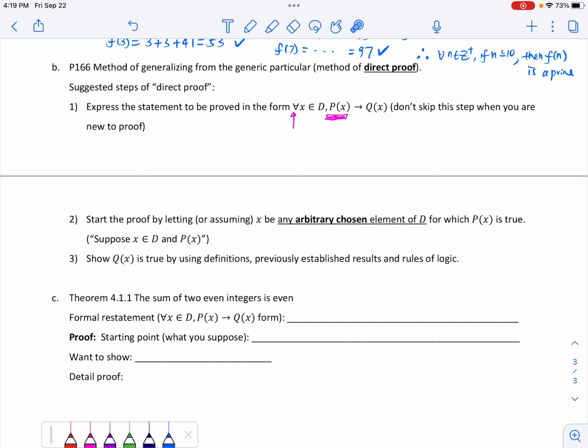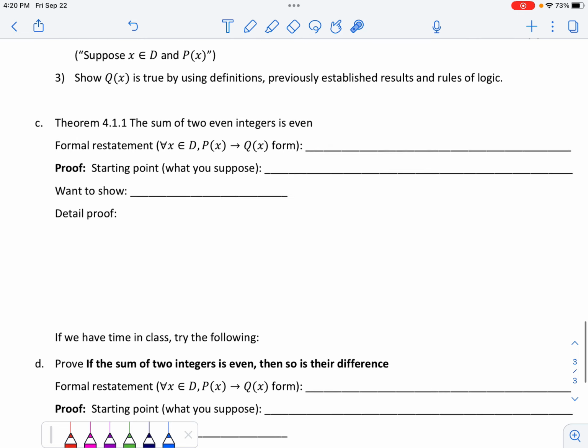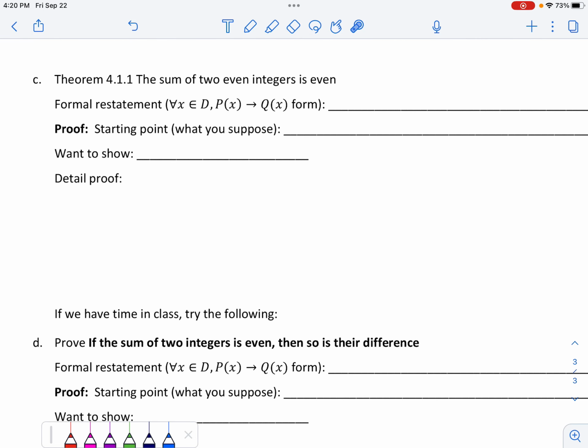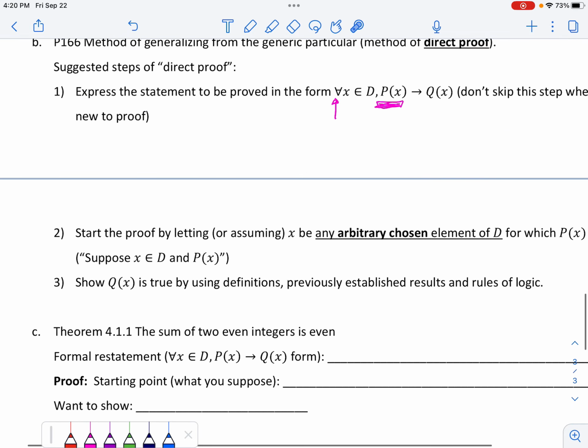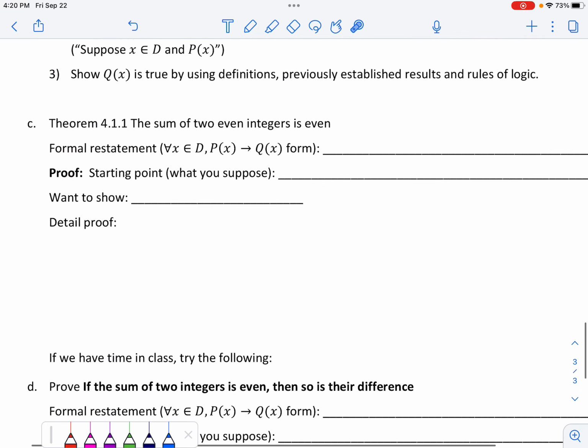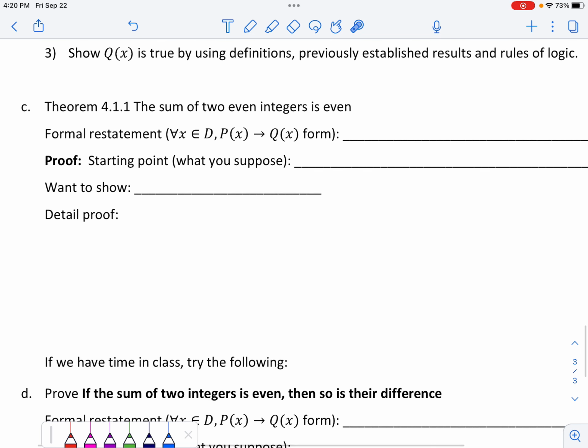And then next, you will have to use the rules of logic, step by step, to reach this conclusion, to show Q of x is true by using definitions, previously established results, and rules of logic. Now, of course, this is the beginning. We'll prove something very fundamental. The focus is to make sure that you follow the whole flow of this flow chart. So focus on writing the correct step.